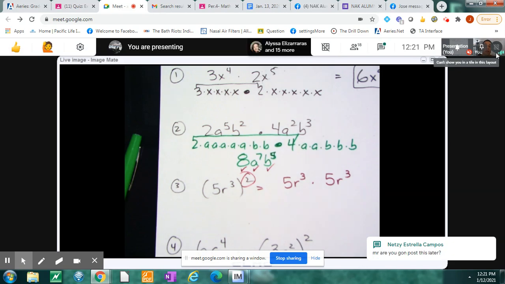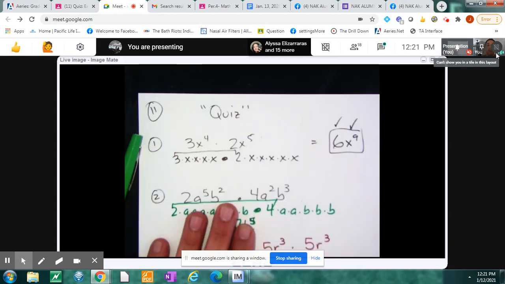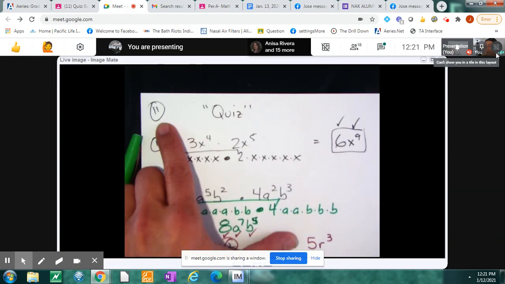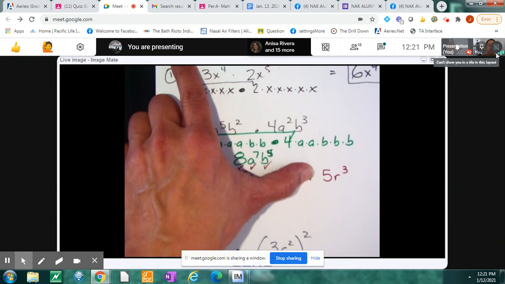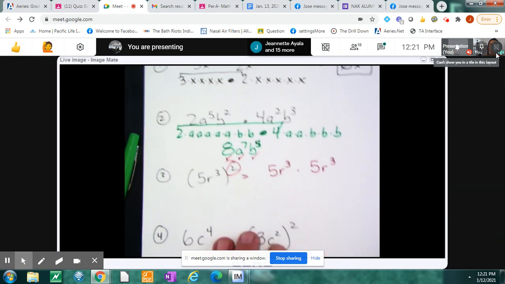Yeah, I'm recording it. This is the quiz that we took. This is the quiz from page 11. So we're just correcting it and seeing where people made mistakes.